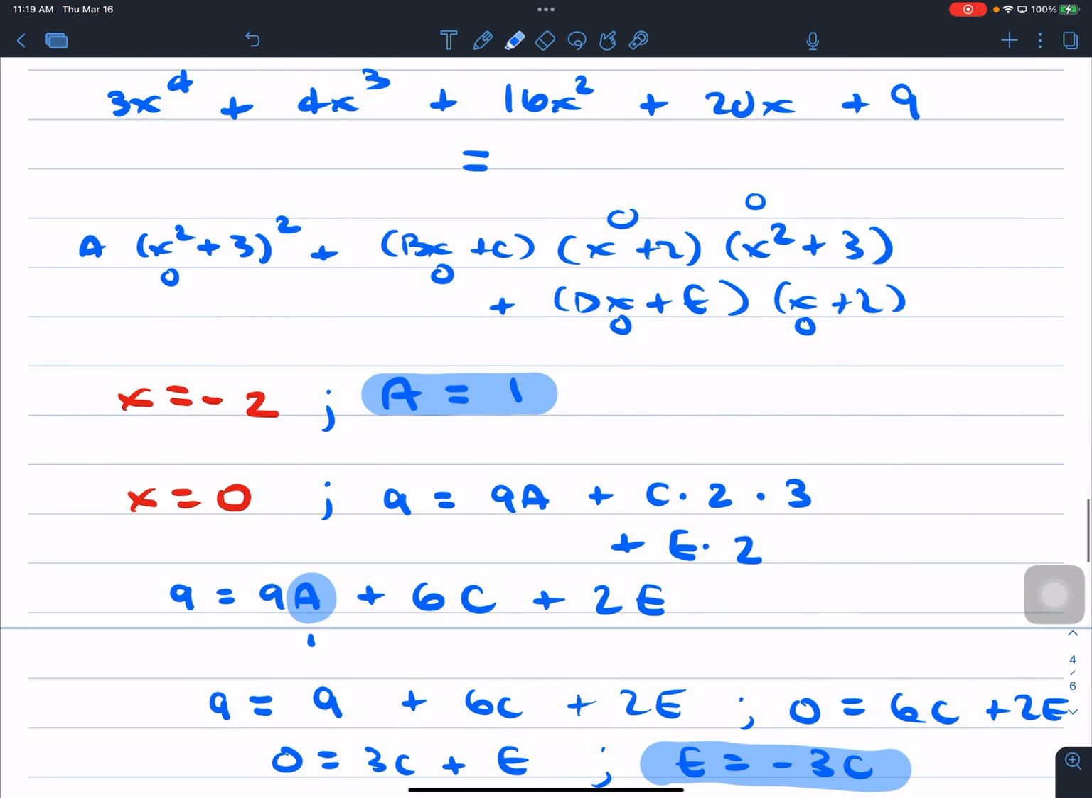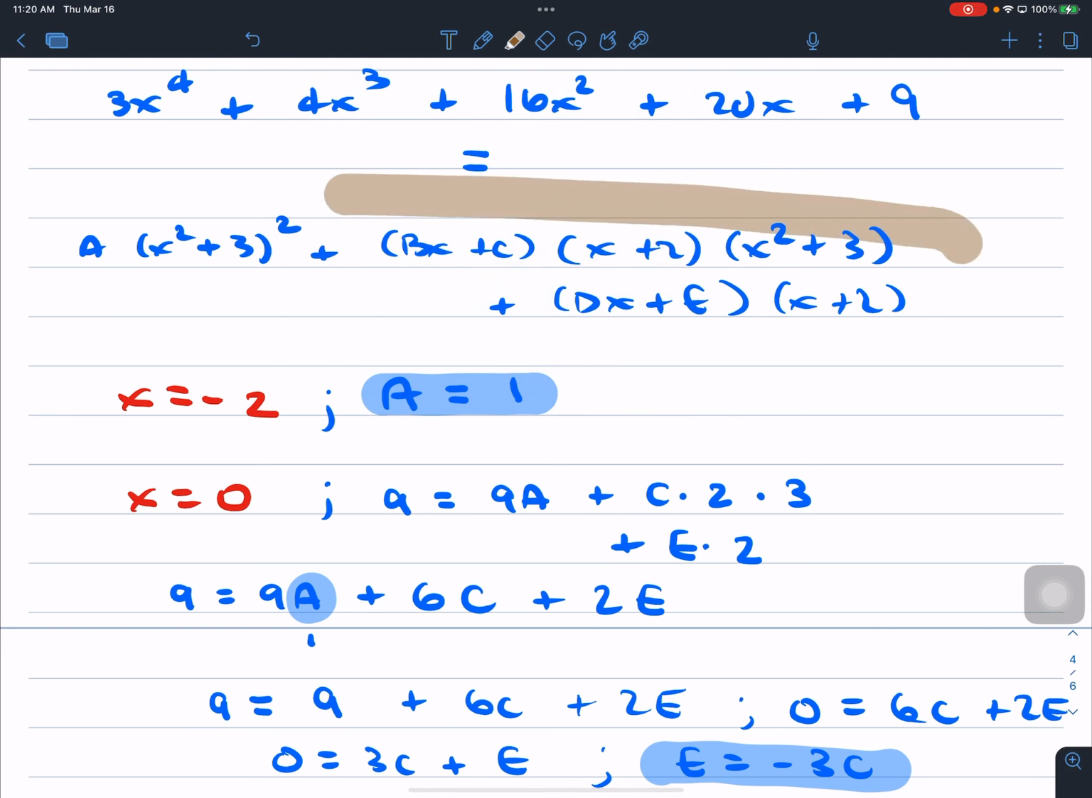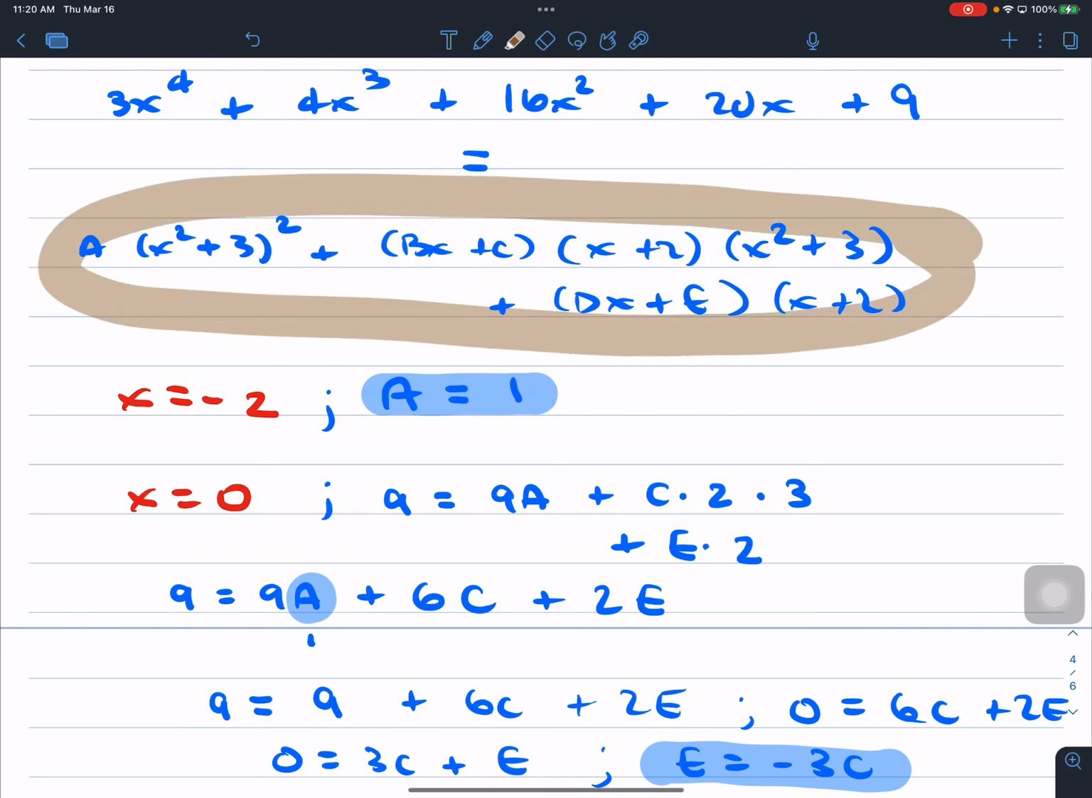But okay, what else you guys think you can do here? That was an easy one. You know what I might do? What do you guys think? Should we do some algebra over here? I don't know. Can we do some algebra?